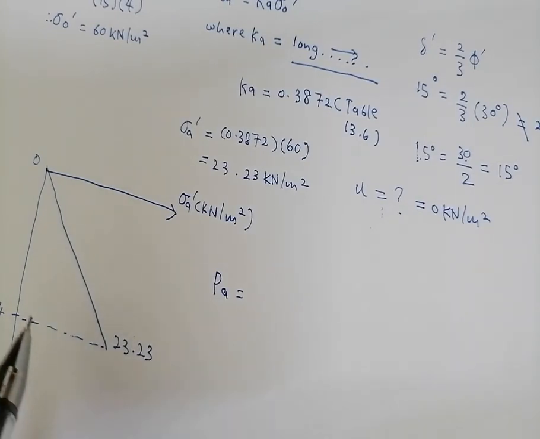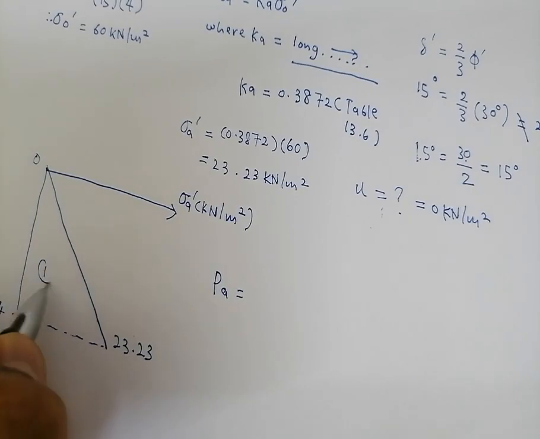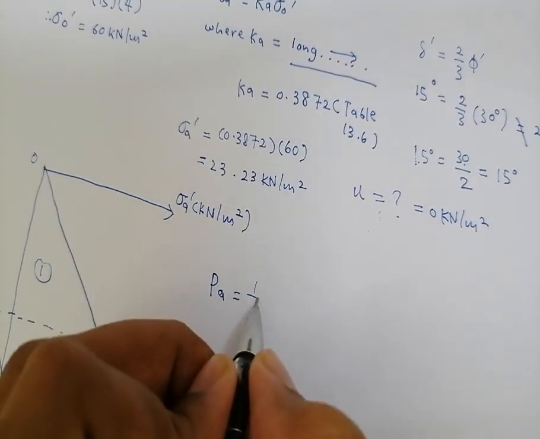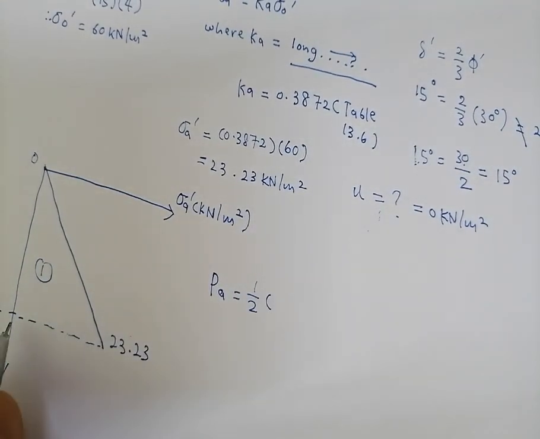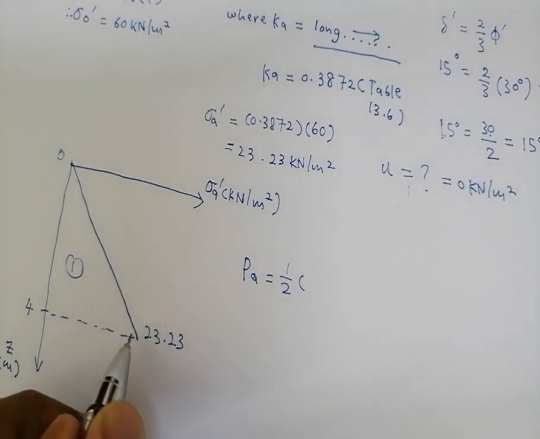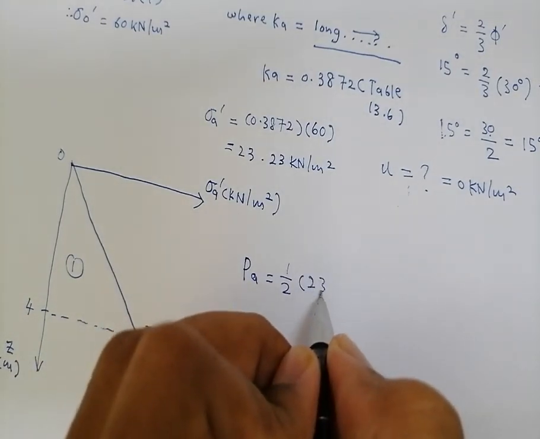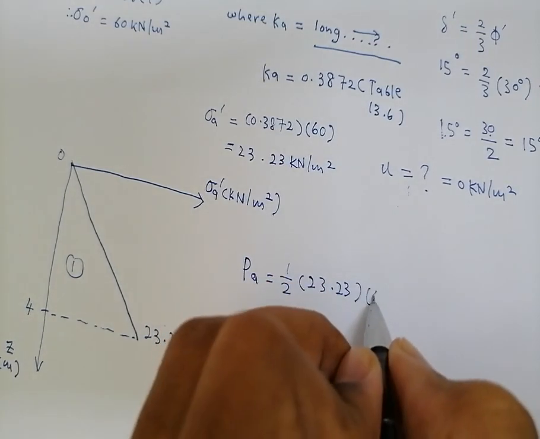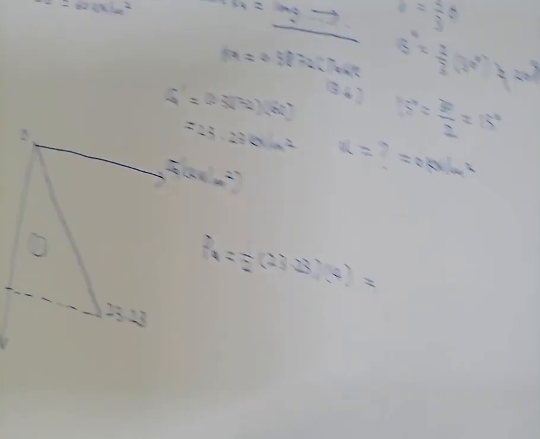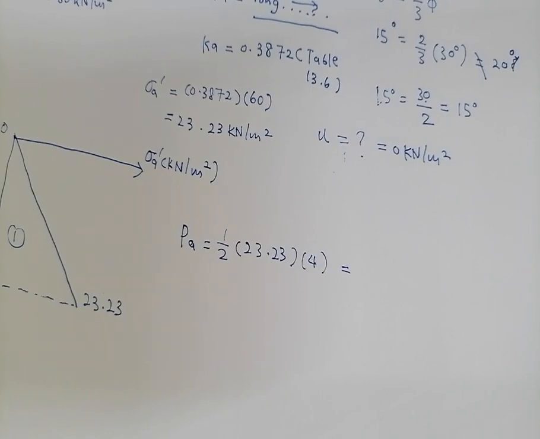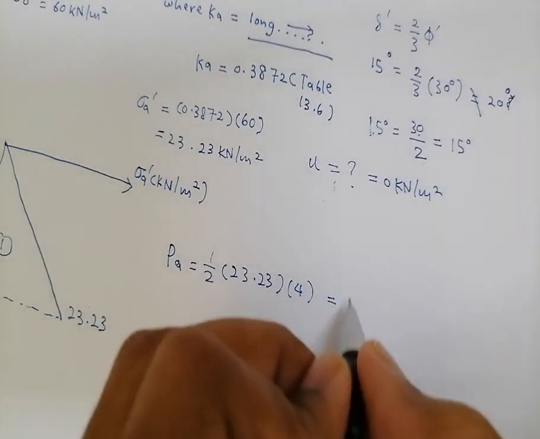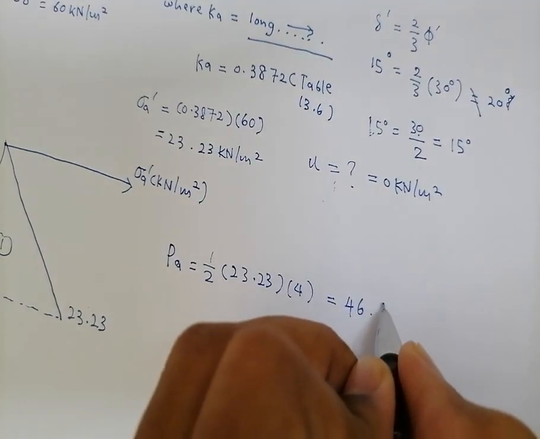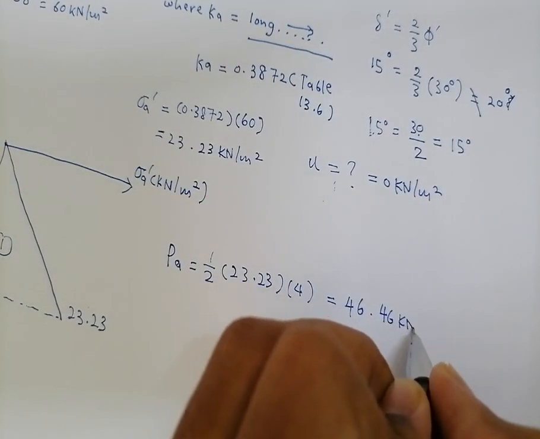Okay, so then to calculate PA equals to what? Remember, PA equals to the area under the graph. Okay, so we just have one area over here. So half times the width of this triangle, 23.23, times the height, which is 4. Therefore, our PA equals to 46.46 kilonewton per meter.